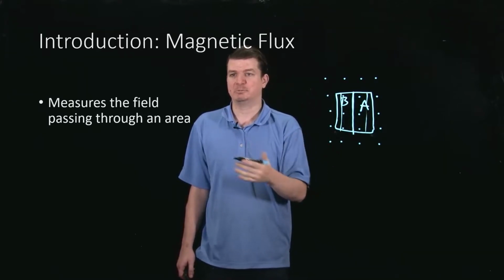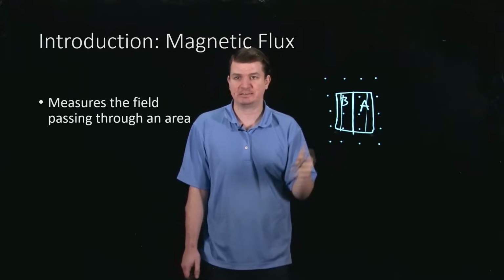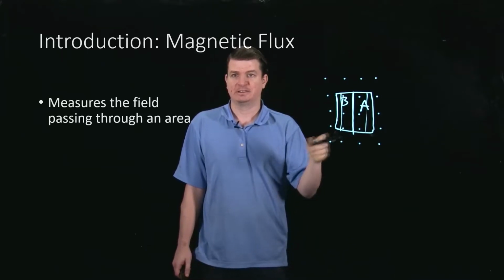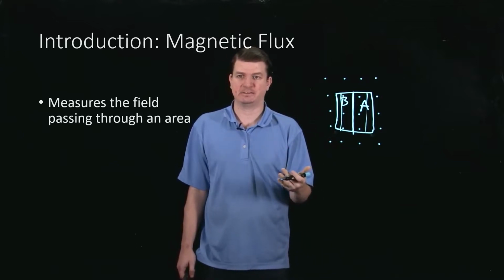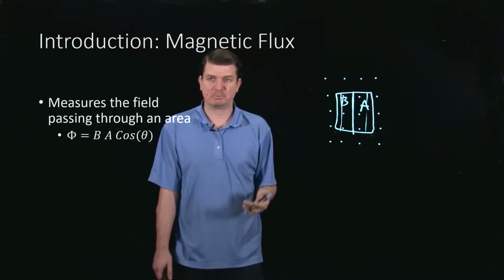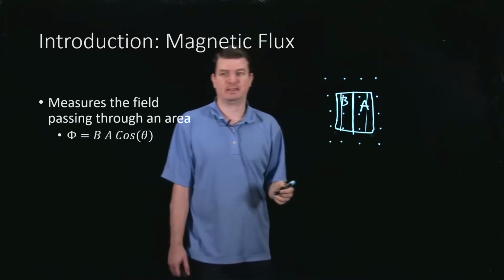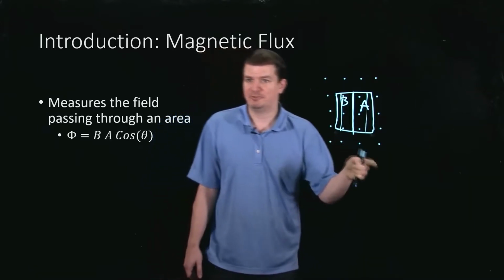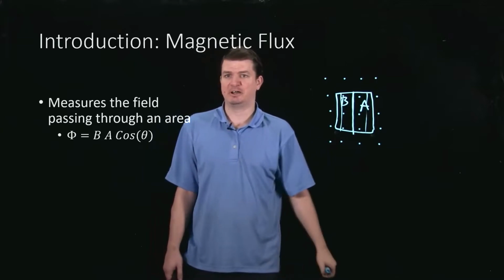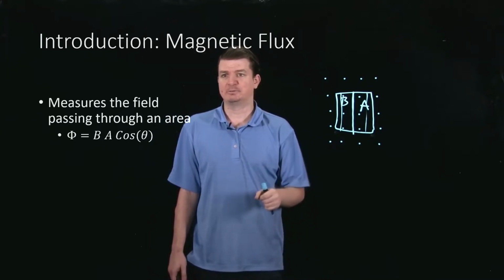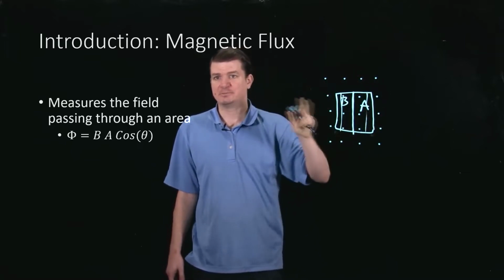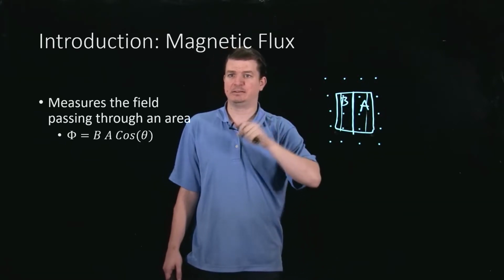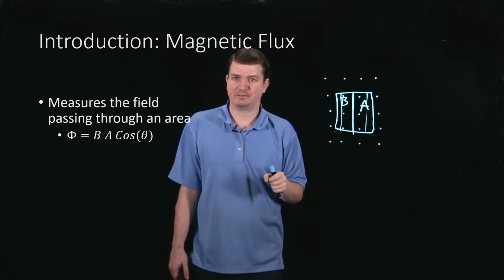So a better way of saying this is that it measures the field passing through some surface, which is talking about the field through its projected area. And the way we do that projection is by adding a cosine of the angle. So the flux, which we represent by the symbol phi, is equal to the magnetic field B times the actual area of the thing times the cosine of the angle between the area and the magnetic field.